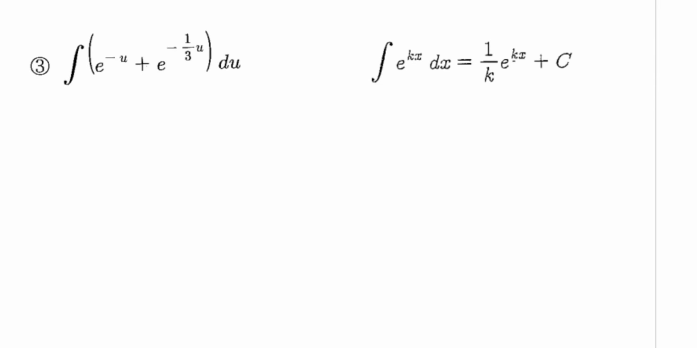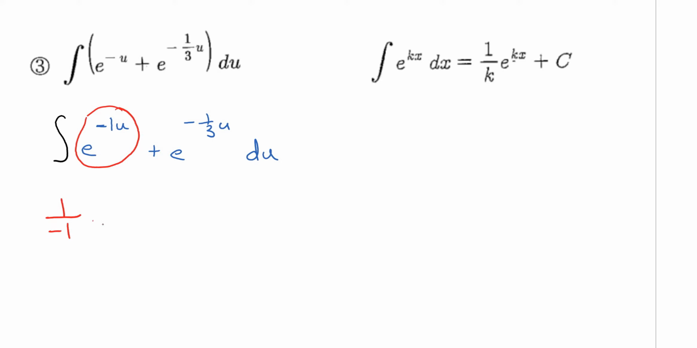Okay, so for this particular problem, I'm just going to rewrite this as the integral of e to the power of -1u. So the variable now is u, not x, plus e to the -1/3 u, and then times du. Okay, so let's go ahead and use the rules here. So if I circle this, the k value here is -1. So it's going to be 1 divided by -1, e to the -1u. That takes care of that one, plus. Now the k value over here is going to be -1/3. So that's going to be 1 divided by -1/3, e to the -1/3 u, plus c.